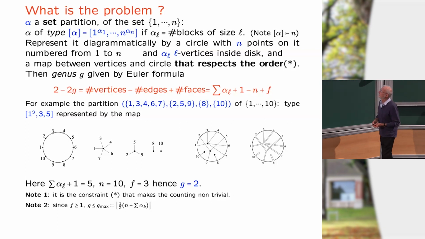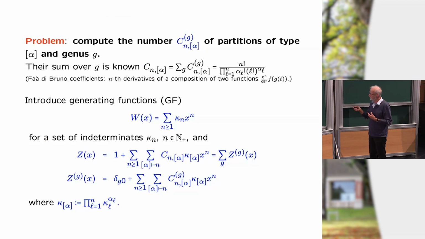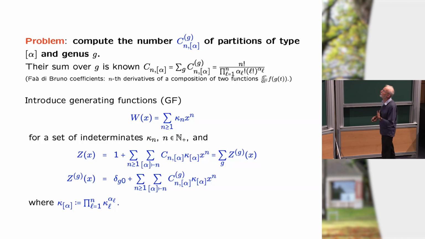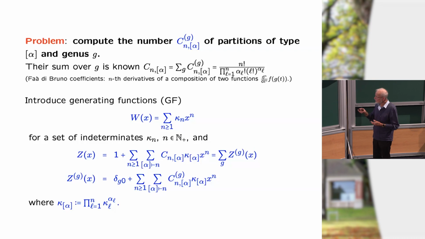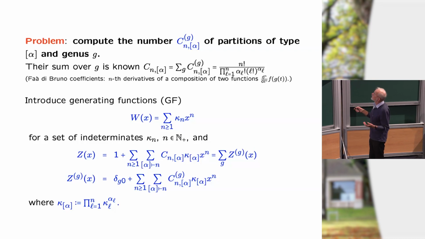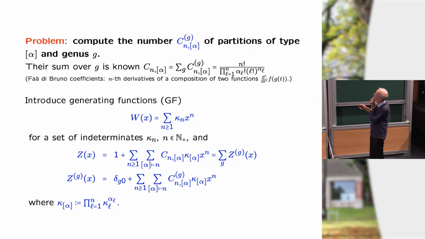All right. So now the problem is to count the number of such diagrams of a given order and with a certain type and a certain genus. That's my problem. Now the sum of the genera is known. It's one of the numbers that, well, in fact, no, sorry.